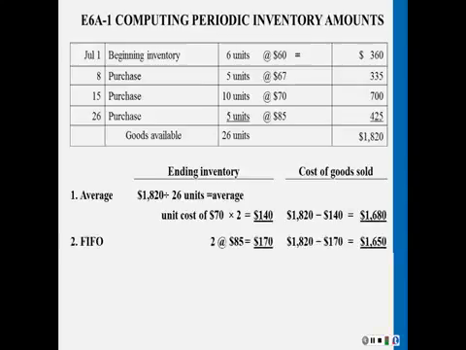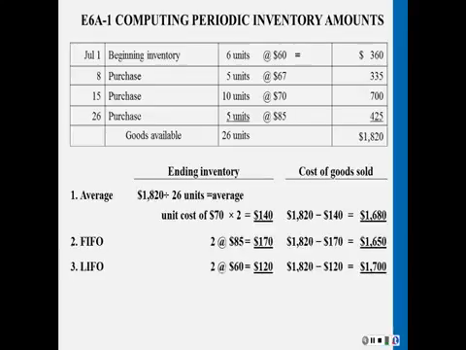Under FIFO, that's first in, first out, the 2 units on hand would be valued at $85 each, for a total of $170. $1,820 minus $170 gives us a cost of goods sold of $1,650. LIFO, we have 2 units on hand valued at $60 each. That's $120. $1,820 minus $120 equals $1,700.